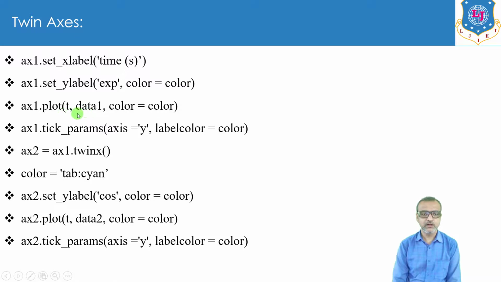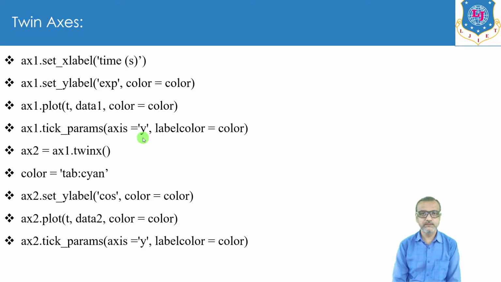So the color of the exponential curve is orange, and with the help of this plot statement we can have the plot of e raised to t. Then, with the help of this statement, on the y-axis we have label color equals color, which is orange. So the color of the parameters will be orange in this case on the y-axis. So this was all about the exponential curve.